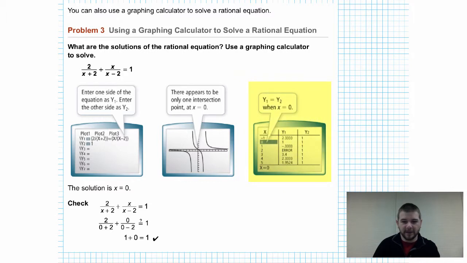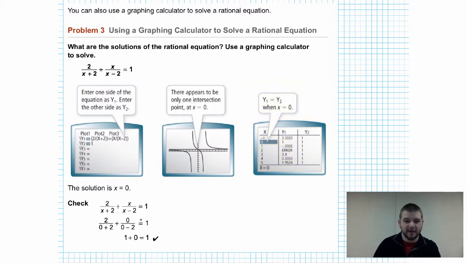The image on the right shows us how to use a table. On your graphing calculator, you will hit second graph. That will bring up the table menu, and then we're searching for the point on y1 where y1 equals 1. And sure enough, it's the case that when x is 0, y1 is 1.